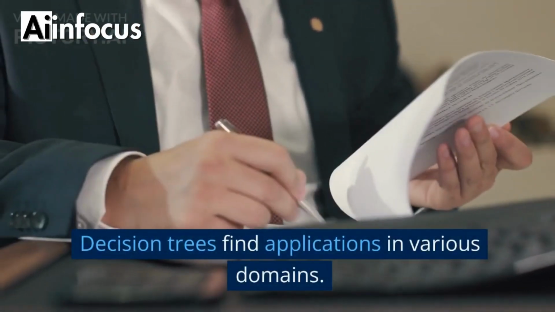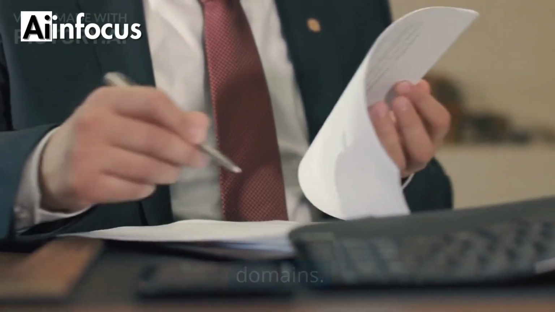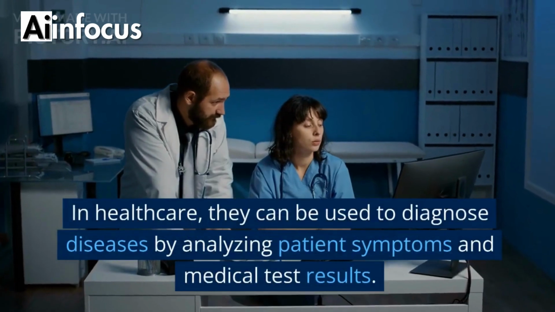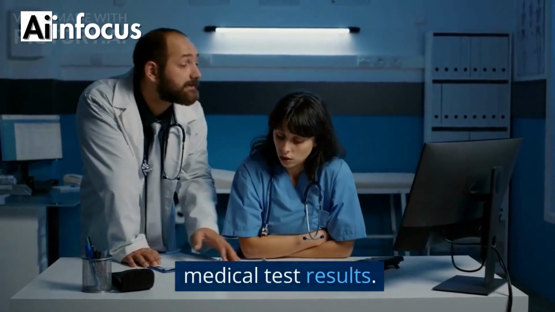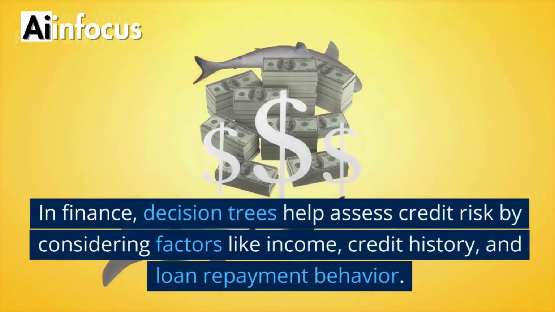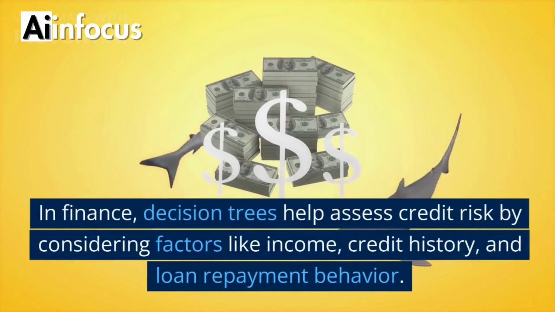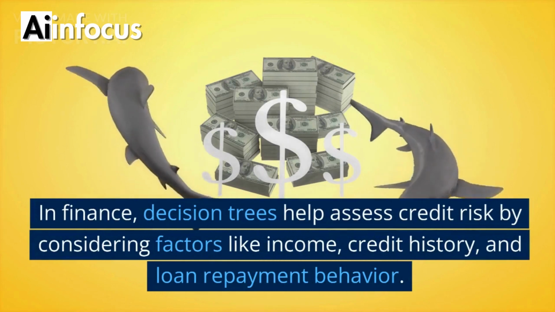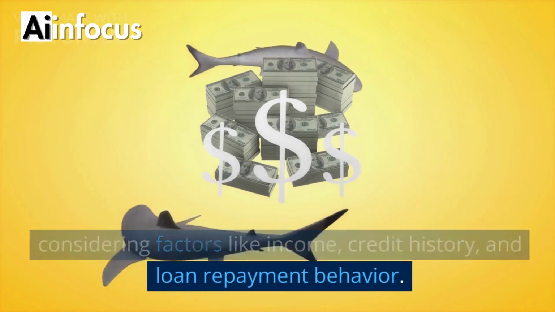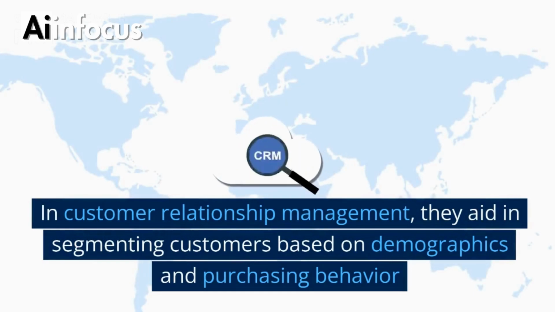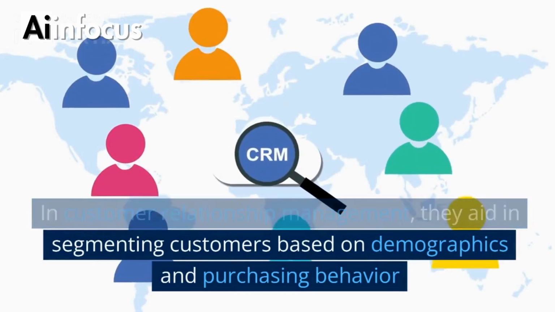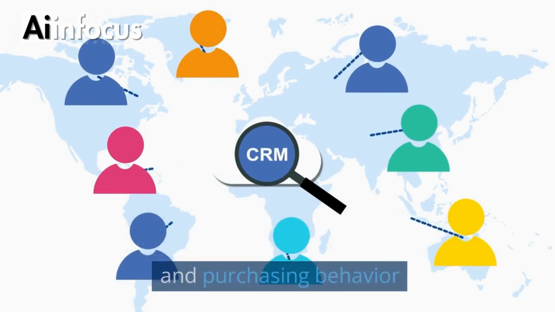Decision trees find applications in various domains. In healthcare, they can be used to diagnose diseases by analyzing patient symptoms and medical test results. In finance, decision trees help assess credit risk by considering factors like income, credit history, and loan repayment behavior. In customer relationship management, they aid in segmenting customers based on demographics and purchasing behavior.